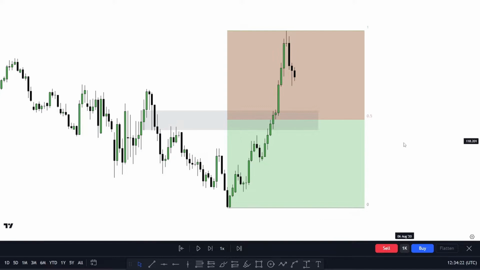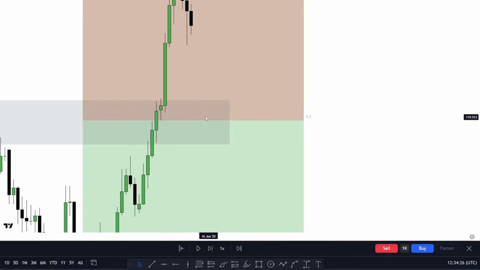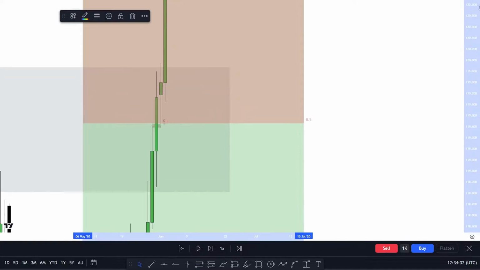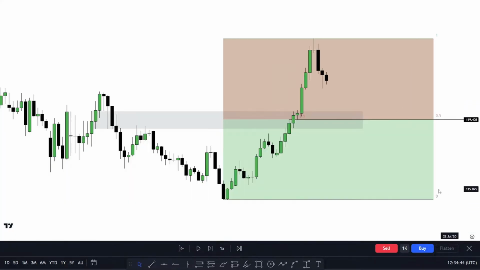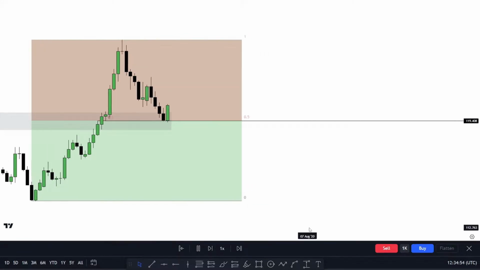And another thing, the fair value gap in between here must be touched. It's not possible for the market to go up from here without touching the middle. I will zoom in and show you. It's not possible for the market to just go from here to up there. It must touch the middle, and I will mark it. This is our entry. Let's see what the market does.